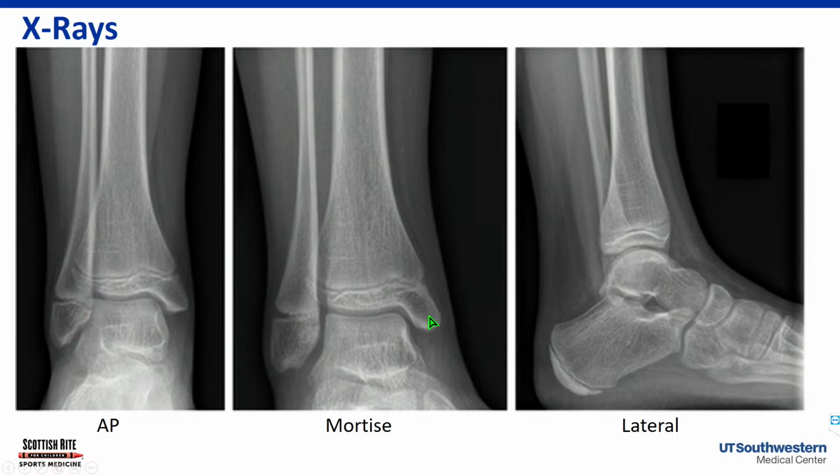So here is a mortise view where they slightly angle the ankle a little bit, and it really shows us, again, what we call the mortise of the ankle, which shows us that talus very nicely, and may show a slightly different angle through the distal tibia here as well. And then a good lateral view is also helpful.